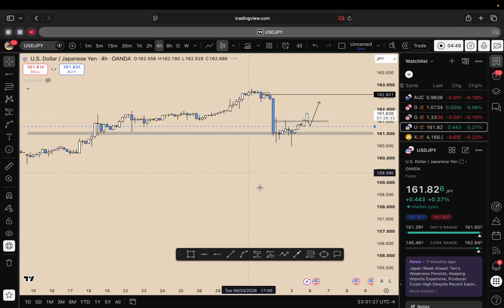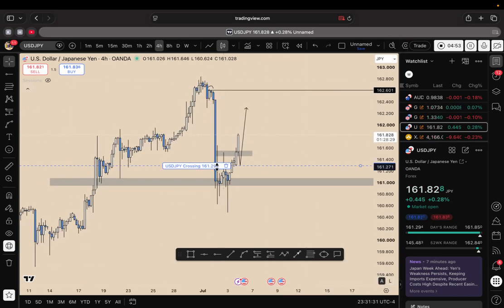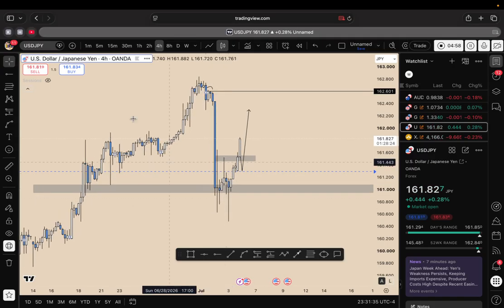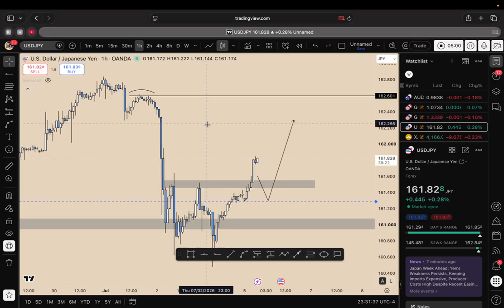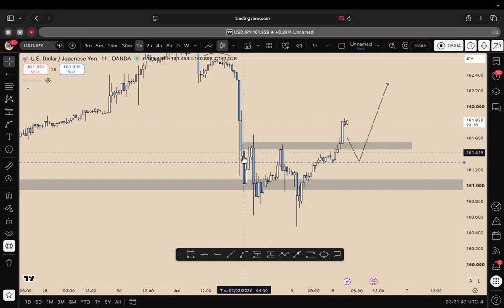UJ, once again, seeing price come all the way down. We created some support. Trying to make a lower high. Failed to make a lower low. It looks a lot better on the H1. Look at this. Perfect. This is chef's kiss right here.